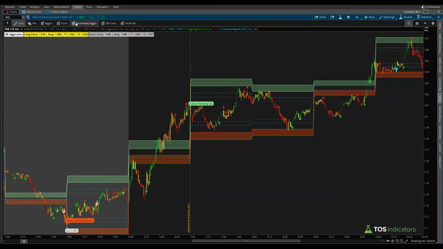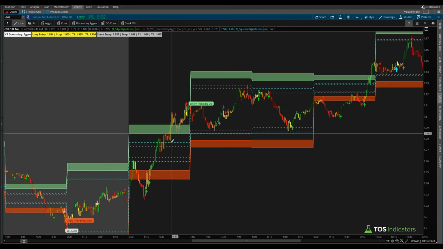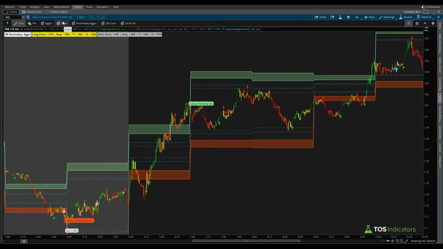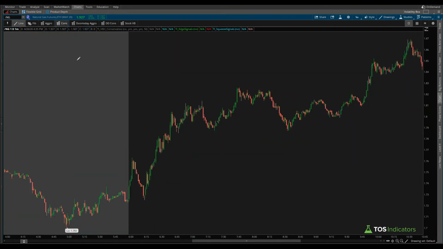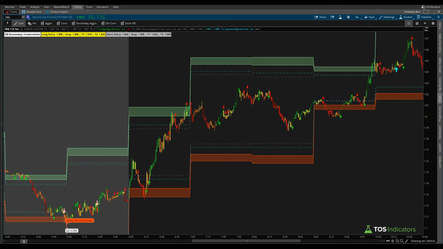So now let's move up in stairs. So our next aggressive models are the Doomsday Aggressive. Same thing, price is breaching outside of the volatility box clouds. We move on to our conservative. Should notice something very similar, right? Price still outside of the clouds. And now we move on to our Doomsday Conservative, and even that is going outside of our volatility box clouds.